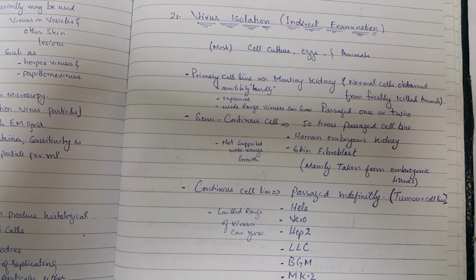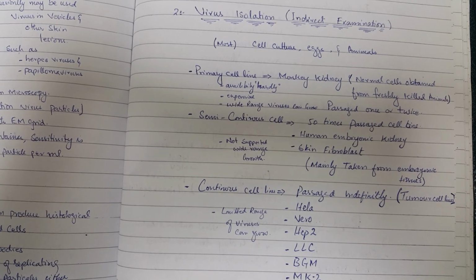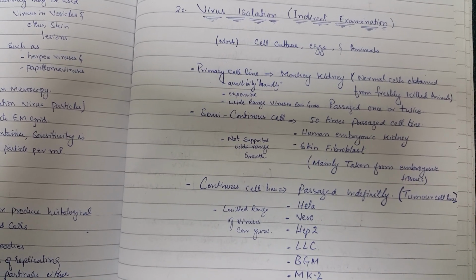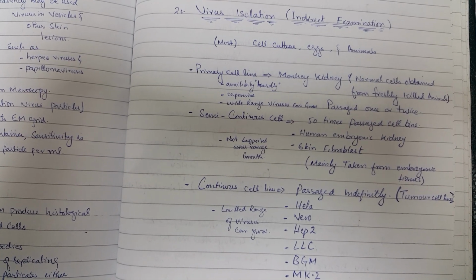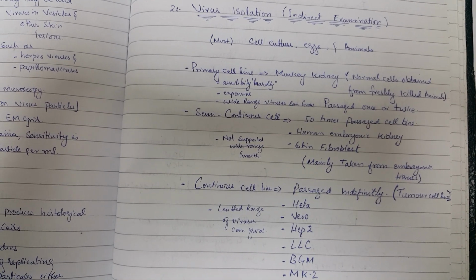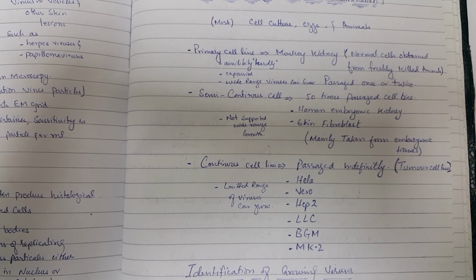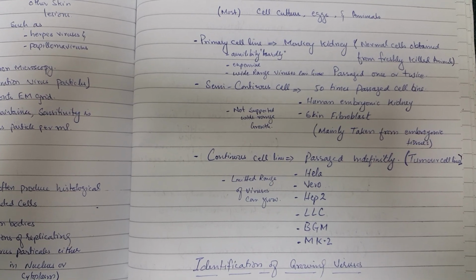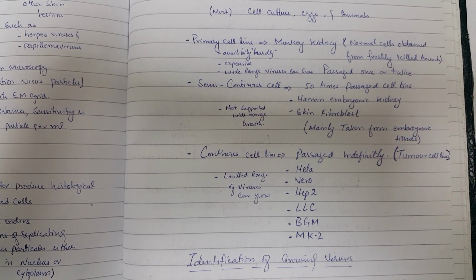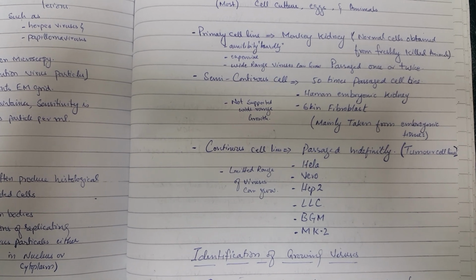Semi-continuous cell lines allow about 50 passages, such as human embryonic kidney or skin fibroblasts, mainly taken from embryonic tissue, and they do not support a wide range of virus growth. Continuous cell lines can be passaged indefinitely because they are tumor cell lines, and only a limited range of viruses can grow. These are mostly HeLa, Vero, Hep2, LLC, BGM and MK2.